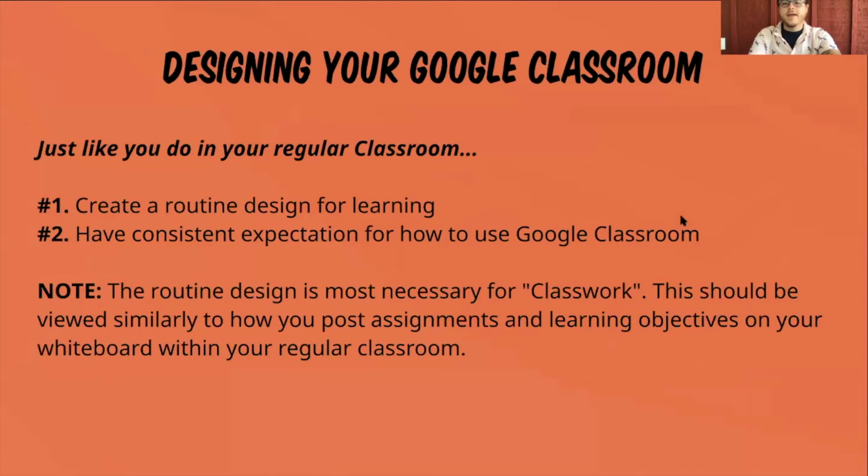Number one, create a routine design for learning. Whatever that routine is that you have your students do in your regular classroom, it should be mirrored within your Google Classroom. Then number two, have consistent expectations for how to use Google Classroom. What I mean by that is, where do the students go first when they enter your Google Classroom? Do they immediately go to a bell ringer question? Do they immediately go to working in teams, commenting on something, working on a project? What are those things they immediately go to, and that is your consistent expectation for how to use Google Classroom.